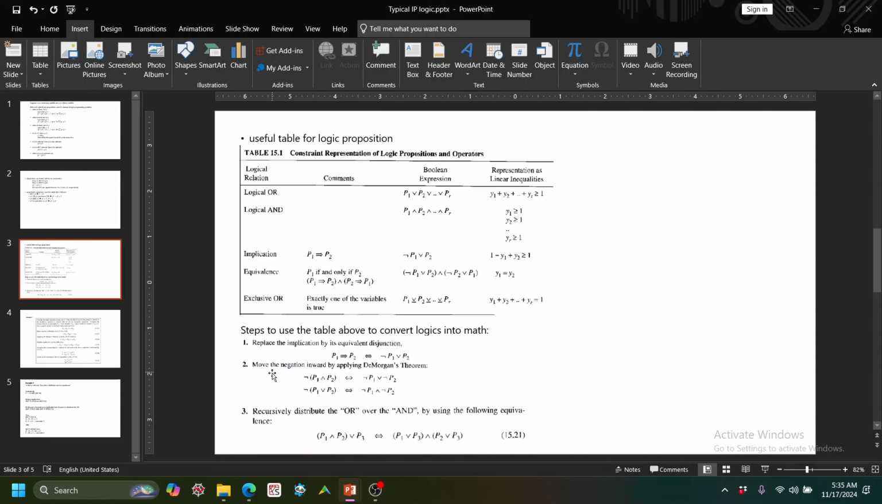And then we move the negation inwards by applying De Morgan's theorem. So if we have not (P1 and P2), we put not P1 or not P2, and not (P1 or P2) means not P1 and not P2. So we apply this theorem, and then we distribute OR over AND. So P1 and P2, in the bracket, or P3 is equivalent to (P1 or P3) and (P2 or P3), because this is going to be one constraint, and this is the second constraint.